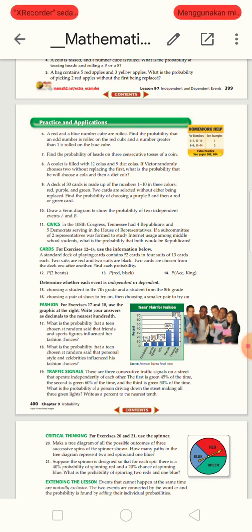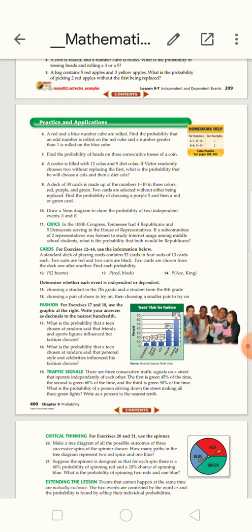Choosing a student in the 7th grade and a student from the 8th grade. Choosing a large shirt to try on. Then choosing a small shirt to try on.